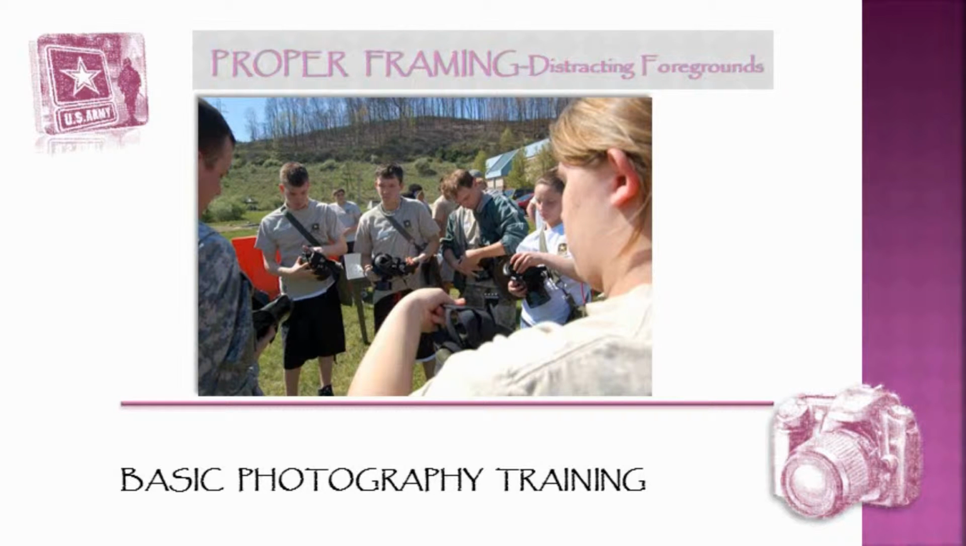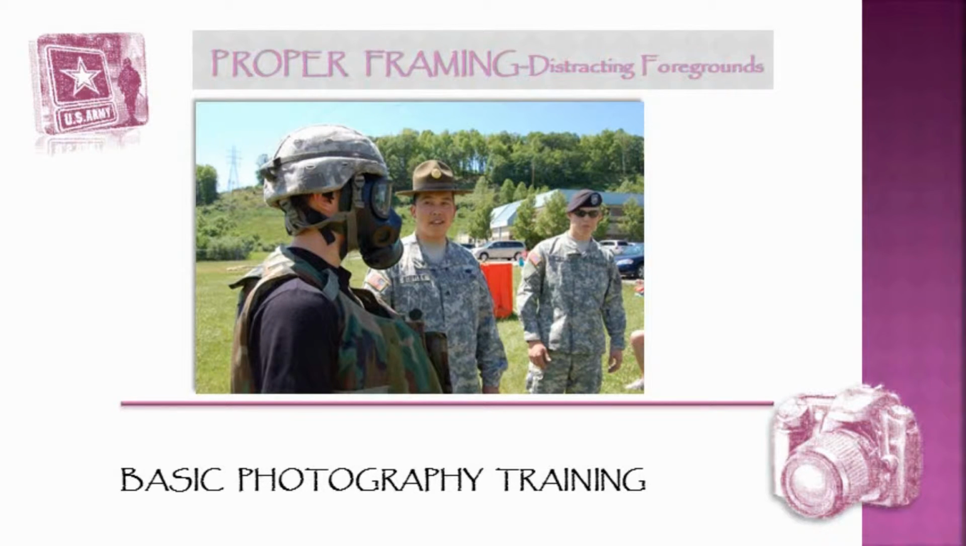In this example, the person in the foreground on the right distracts from the subjects and action in the shot. In this case, the photographer should move to the left or zoom in on the action. This photo of the same event is better because it eliminates the foreground distraction and fills the frame with the subjects.